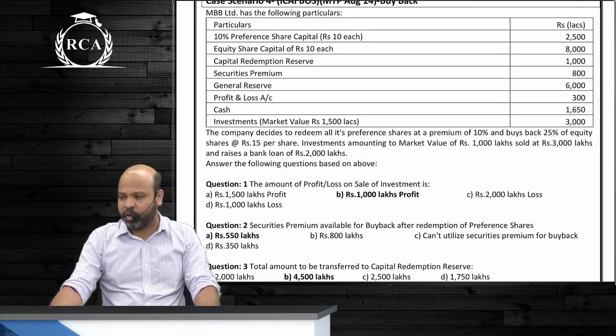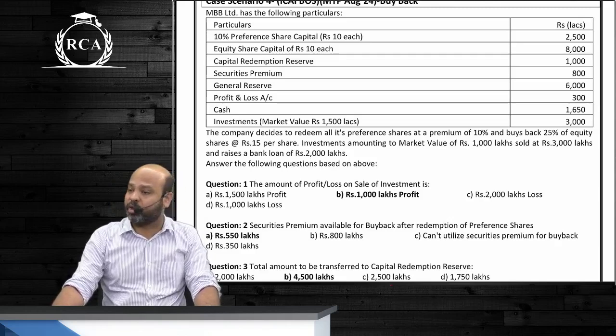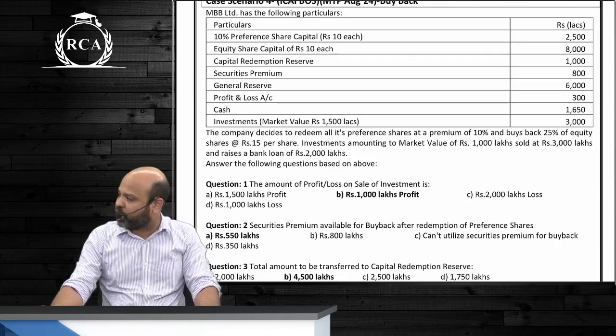For equity, we do not use the word 'to equity shareholders account'. Instead, we write 'to equity share buyback account'. So here you will write 'to preference shareholders account'. Then once you pay them, what will be the entry? Preference shareholders account debit to bank account.